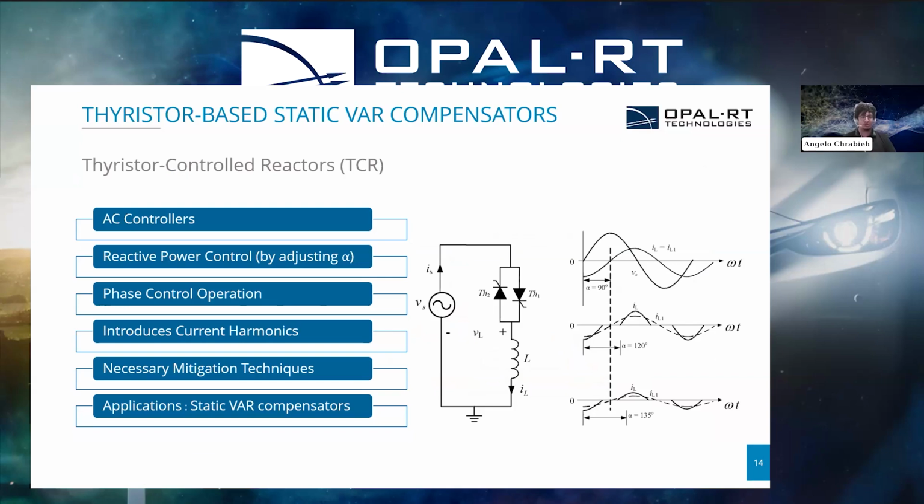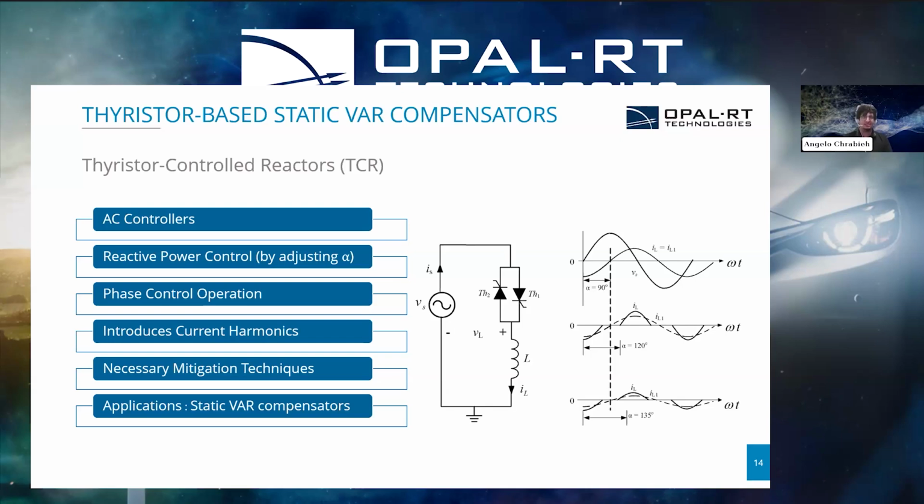So what's the thyristor-controlled reactor? It's an AC controller. It is an AC to AC converter, which controls the magnitude of the fundamental component of the AC waveform, while maintaining the frequency of the input signal. It is also a reactive power controller, so we can change the reactive power by changing the value of the firing angle delay alpha. It operates with phase control.